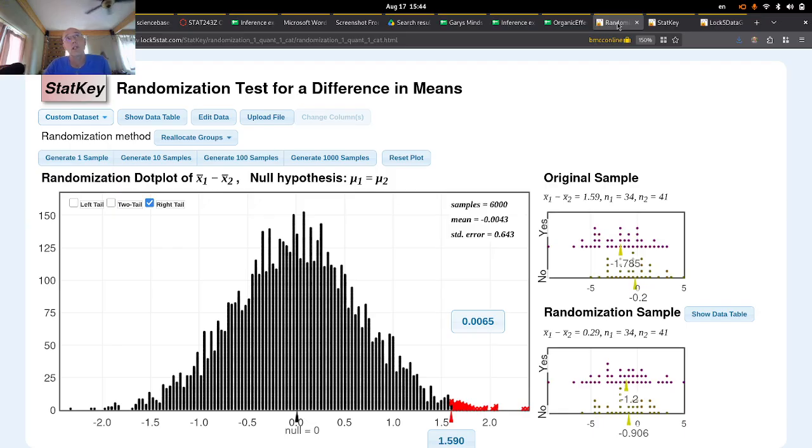Which should I use? Should I use the central limit theorem or should I use a randomization test? Well, since the sample sizes are each above 30, I can use the central limit theorem. You can always use a randomization test. So I can use both in this case.